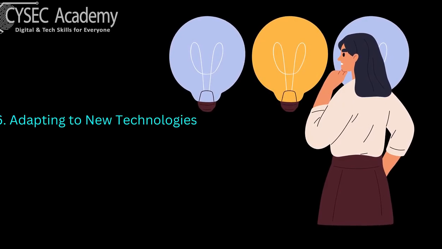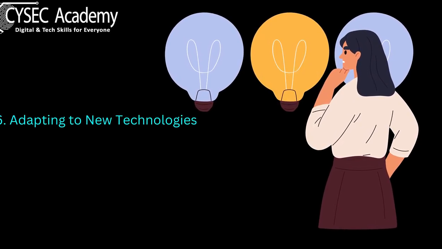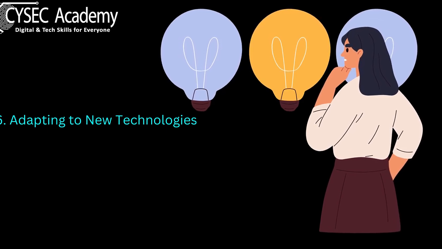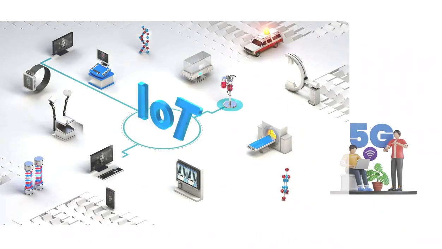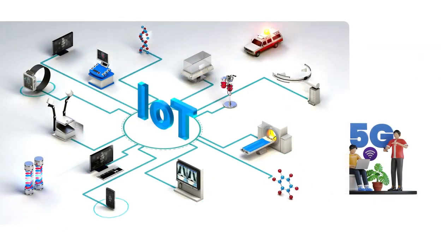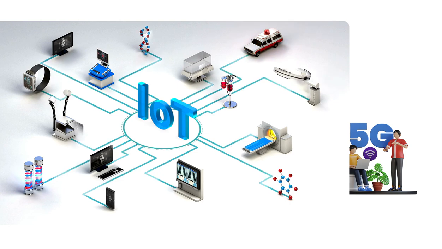Finally, 6. Adapting to new technologies. The rapid pace of technological innovation presents both opportunities and challenges for information security. As organizations adopt new technologies such as the Internet of Things, IoT, 5G networks, and blockchain, they will need to understand and mitigate the associated security risks. Preparing for these future challenges requires a proactive approach, continuous learning, and the ability to adapt to a rapidly changing security environment.